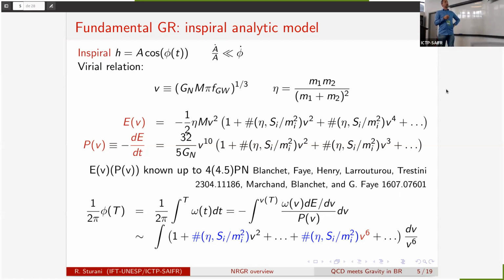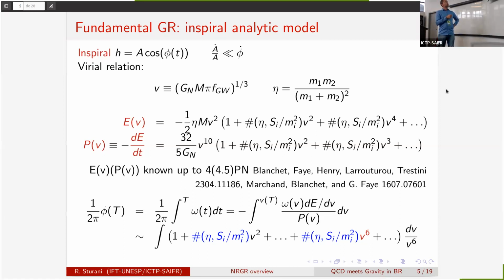And the coefficients of these v squared, v4, and so on corrections depend on the symmetric mass ratio. They cannot depend on the total mass because this has to be dimensionless, so it can only depend on this. They will depend on spins in dimensional units. Spin divided by mass squared is dimensionless, so it can enter this, and so on.